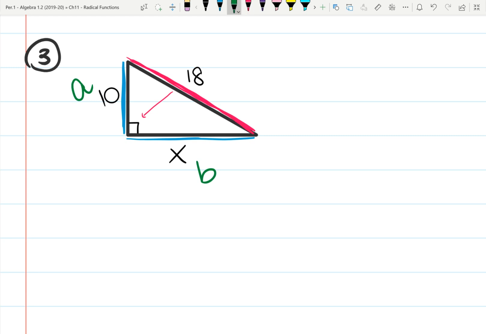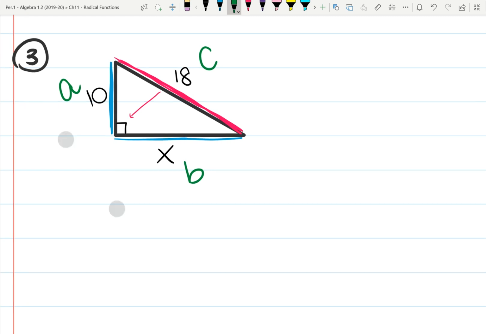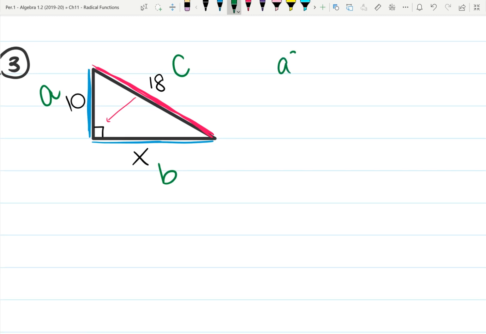See this hypotenuse here? Do you remember what letter we use for the hypotenuse? That's right, it should be the variable c, the letter c. And then we have a squared plus b squared equals c squared. And this works because I have a right triangle. All right, so I'm going to do that. We're going to say a squared plus b squared equals c squared, the Pythagorean theorem.